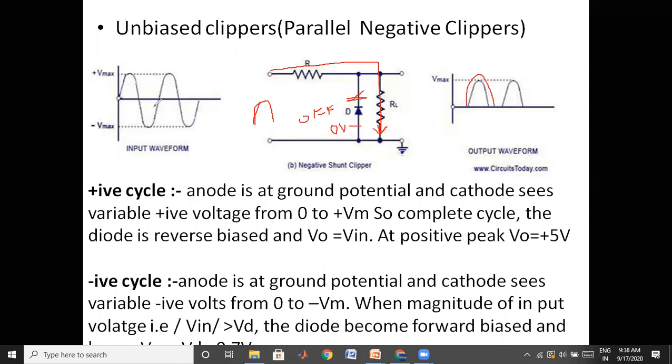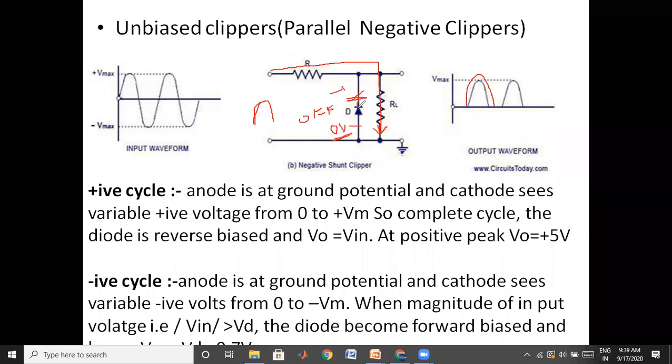When you are applying a negative cycle, the cathode has the negative voltages and the anode is at zero potential. Therefore the cathode has less voltage than the anode. On the cathode side you may have -1, -2, negative voltages, and on the anode side you have 0 volts. Anode is at zero potential and cathode is at negative potential, so 0 is greater than the minus. Therefore this diode will be on.